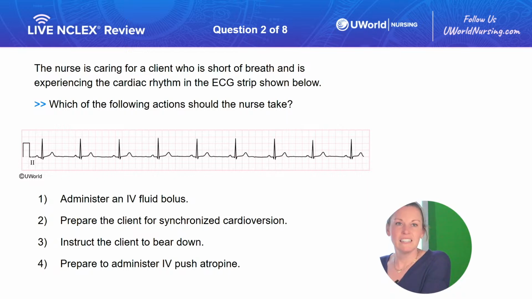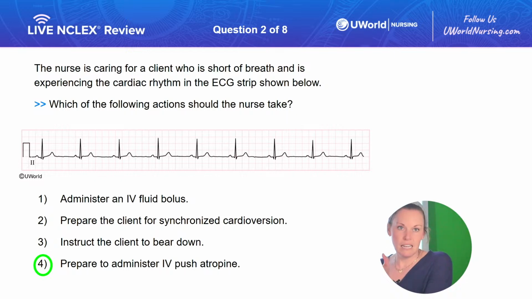All right. So our correct answer on this one is going to be option 4, prepare to administer IV push atropine. So essentially the rhythm that we're seeing here is bradycardia. Bradycardia is largely going to look like normal sinus rhythm, but it's just slower. In sinus bradycardia, our SA node, which really initiates the electrical activity of our heart, is going to be firing slower than 60 beats per minute.